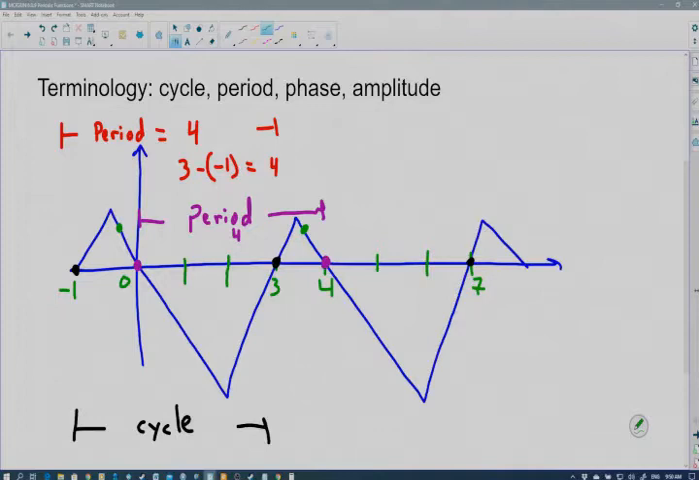So we've talked about the first three words. The last one on the list is the amplitude.